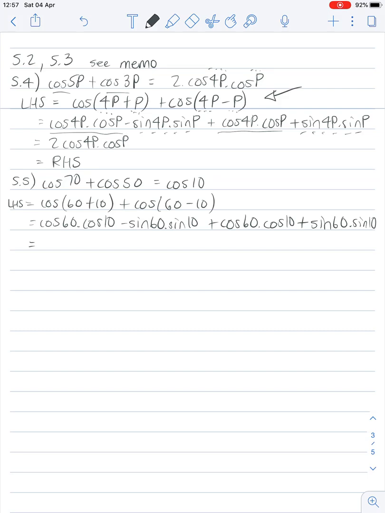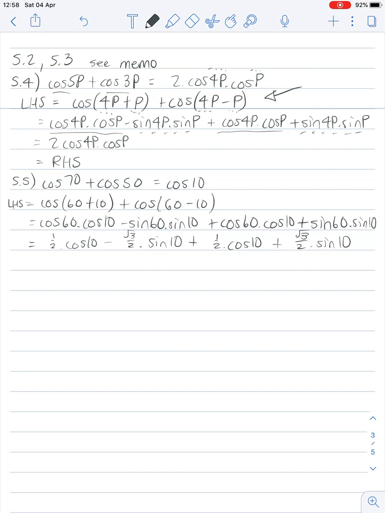Okay, remember cos 60 and sin 60 for that matter are special angles. Cos 60 is a half. Cos 10 is just cos 10. Sin 60 is root 3 over 2. And sin 10 is just sin 10. Cos 60 we said is a half. Cos 10 is cos 10. And sin 60 is root 3 over 2. And sin 10 is sin 10.